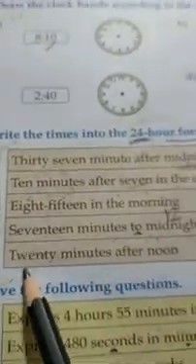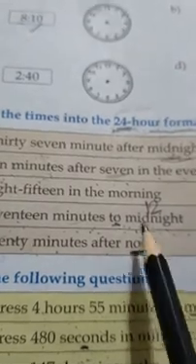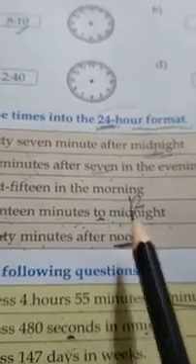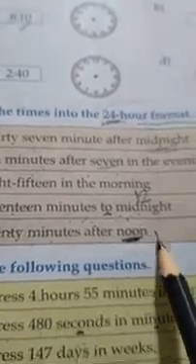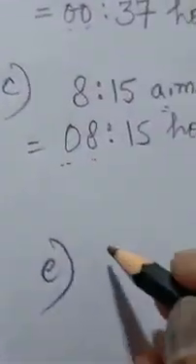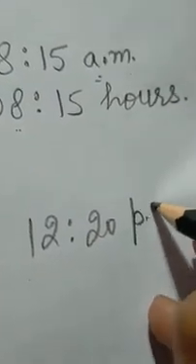Now part E. What is part E? 20 minutes after noon. Noon means 12 o'clock of the day. Midnight means 12 o'clock of the night, and noon means 12 o'clock of the day. Then what will be the time? 20 minutes after 12. The time will be 12:20 PM.